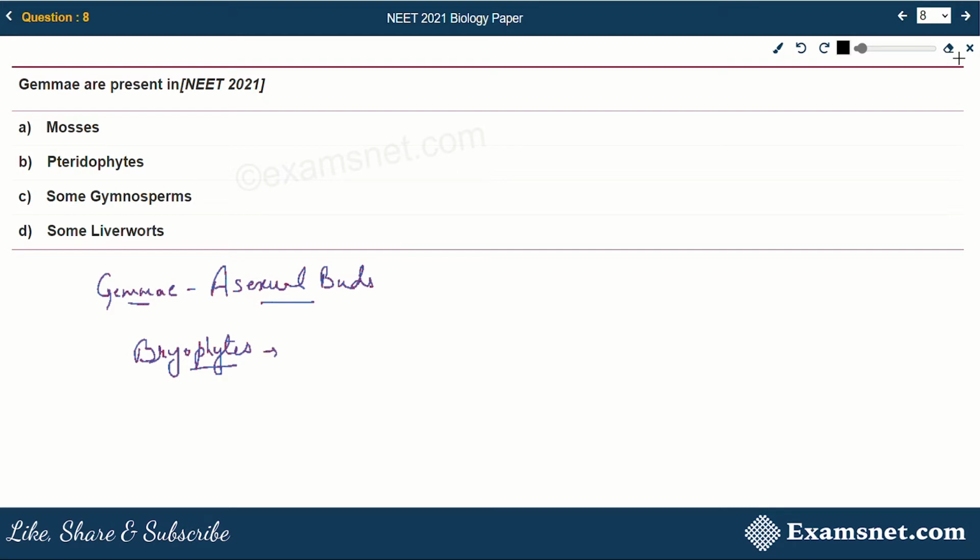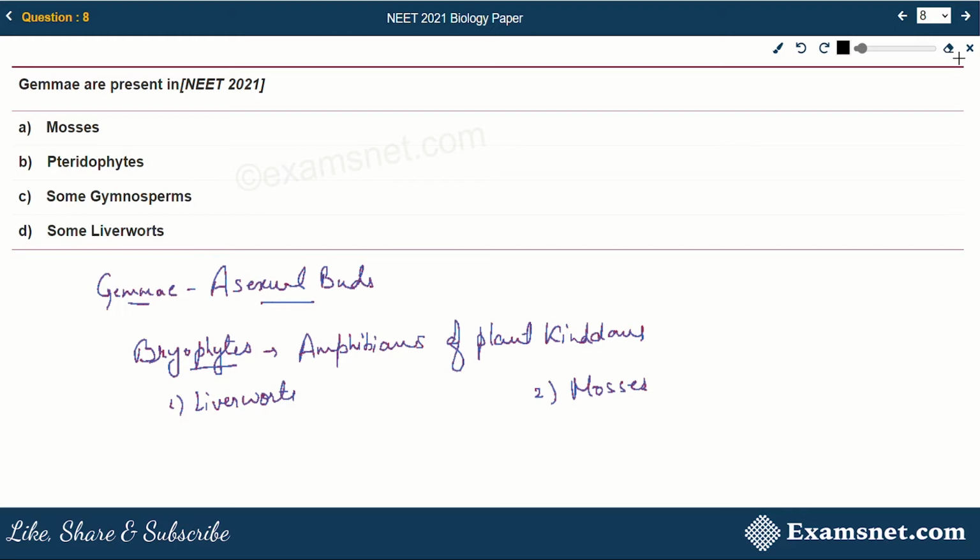So what are bryophytes? These live on soil but they need water for their reproduction. That means they need water as well as soil for their survival. So they are also known as amphibians of the plant kingdom. Now, bryophytes are classified into two groups, namely liverworts and mosses.